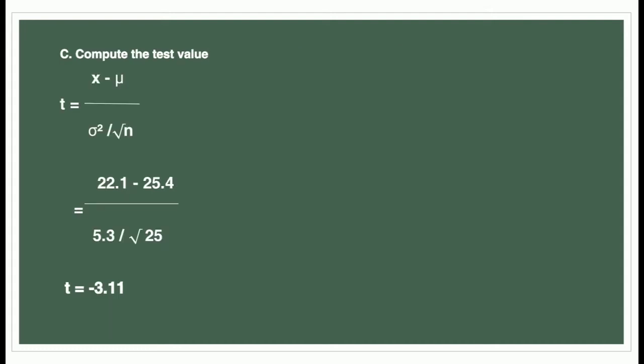The third step is compute the test value. The formula is T is equal to sample mean minus average mean over standard deviation over square root of sample population. To substitute, 22.1 minus 25.4 over 5.3 over square root of 25. The test value is negative 3.11.